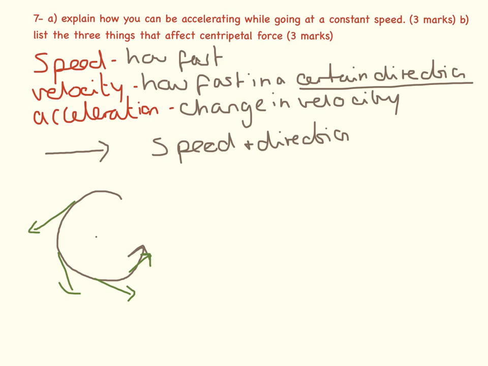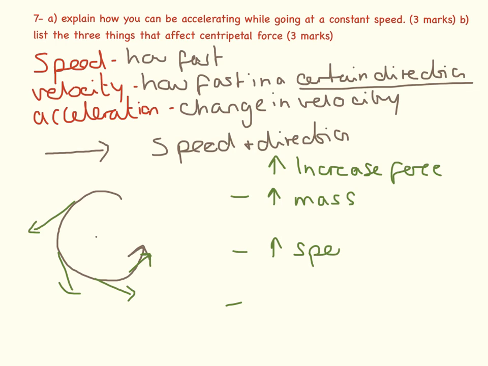Now I also split this question into 3 parts because the first part is a really hard question, but it's not a 6-mark question. So I just wanted you to list for me the 3 things that can affect centripetal force. So I'm going to talk about an increase in force, and that is going to be an increase in mass, an increase in speed, and a decrease in radius. Everyone always gets that last one confused.